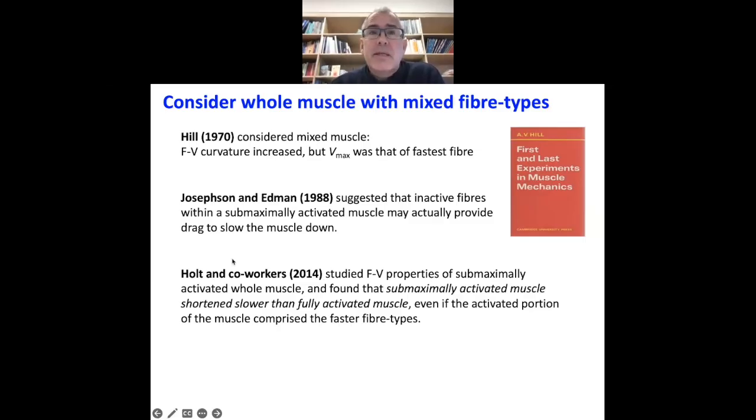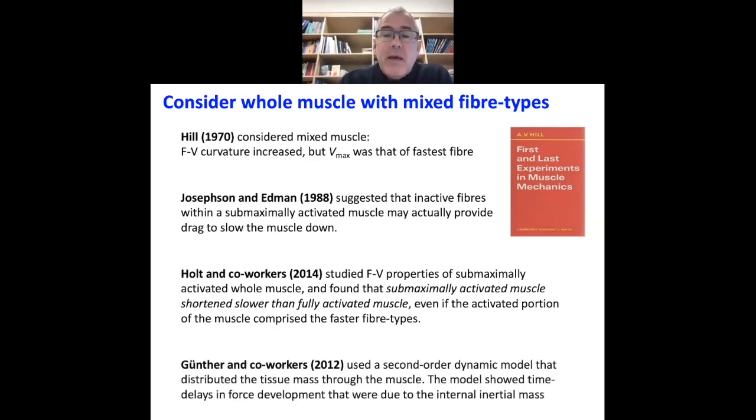So how can we consider this dead weight in the muscle? We need to somehow be able to model the effect of weight or mass within muscle. And there was a sort of clue to how we could do this. Michael Gunther published in 2012 an enhanced Hill-type model that had muscle mass distributed throughout the tissue. In the Gunther study, they showed that the inertial effect of this muscle mass resulted in delays in force development, but we were interested in how it can slow down the maximum speed of the muscle.